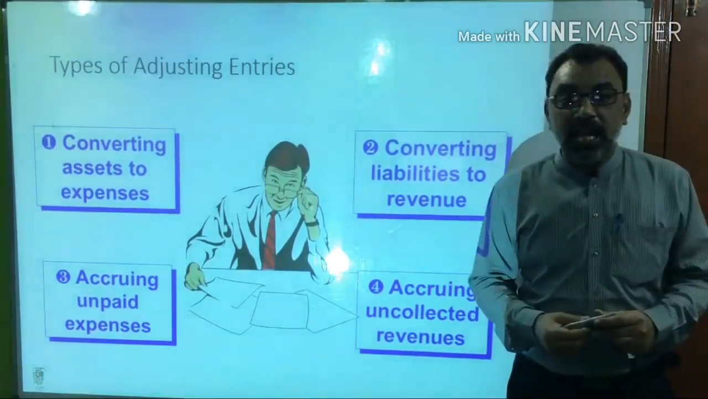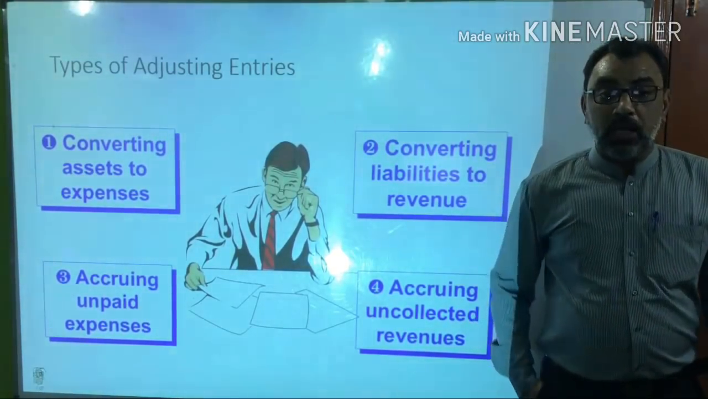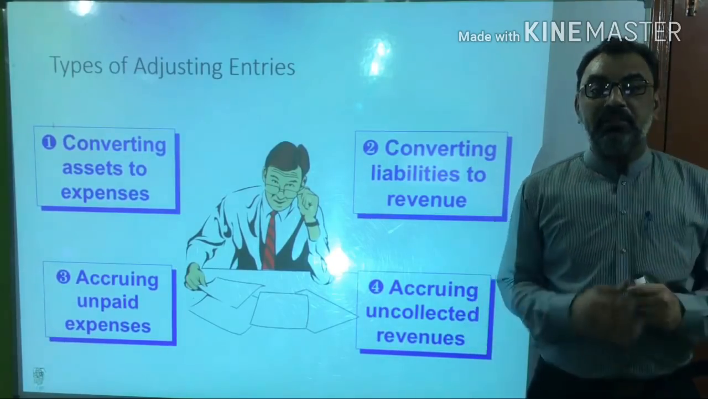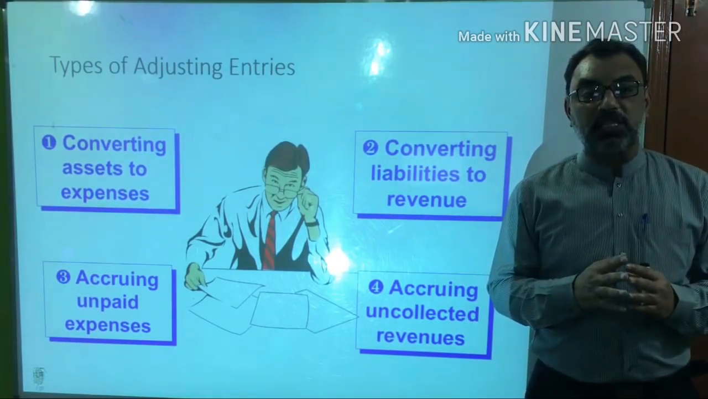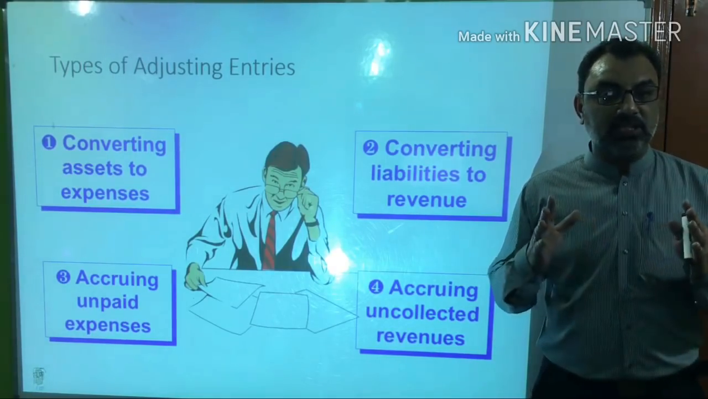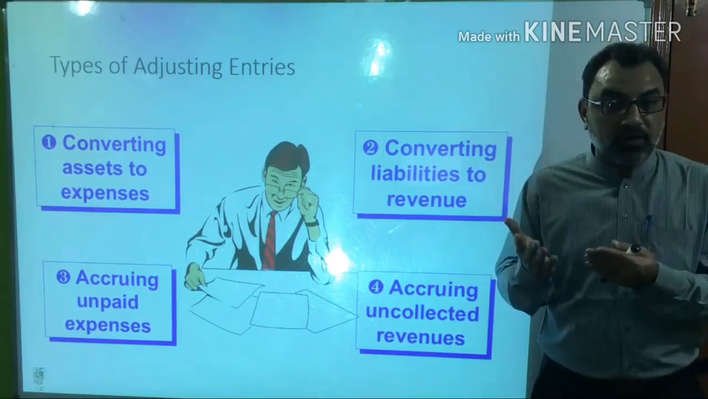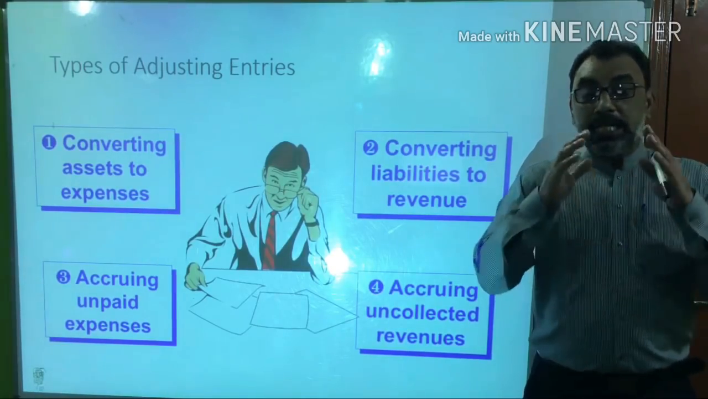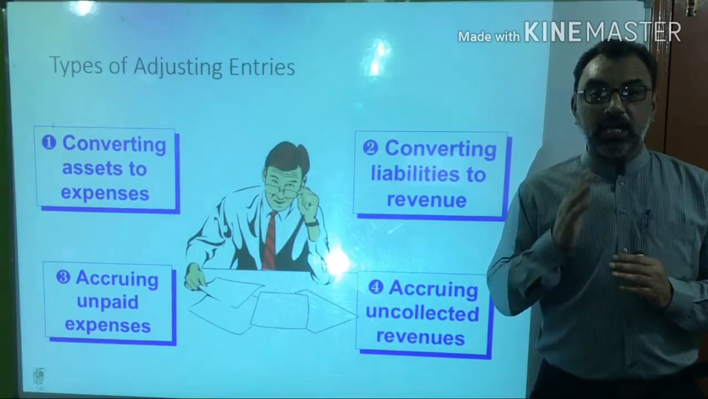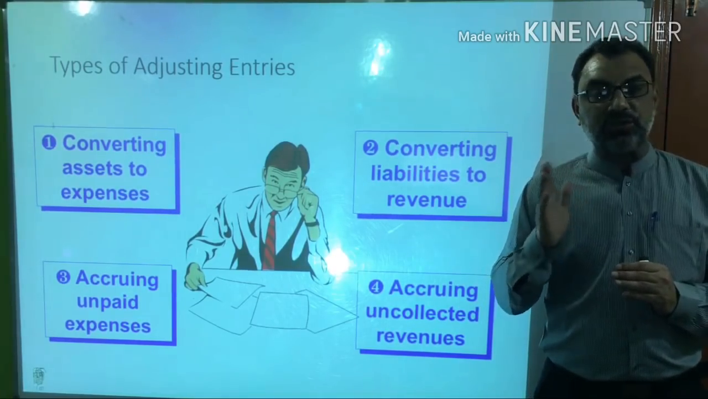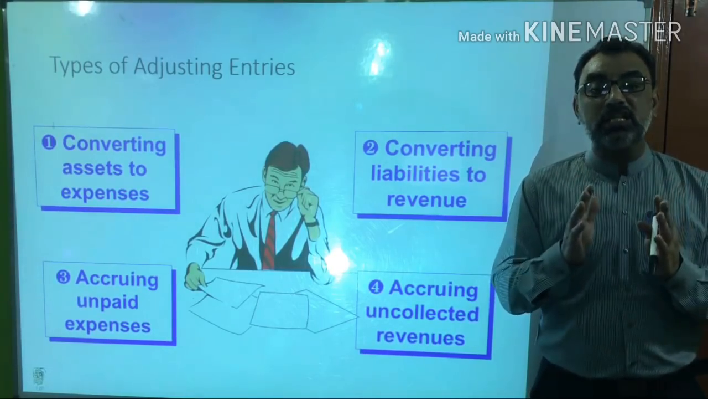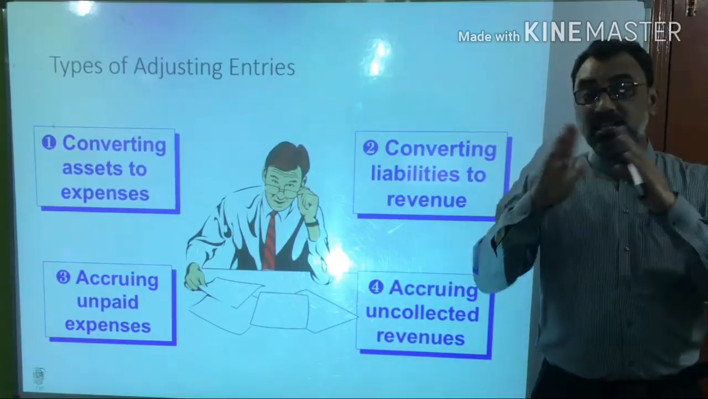So, adjusting entries and the timing difference. Now, in an accrual accounting system, there are timing differences between cash flows and the recognition of expenses or revenue. A company can pay cash in advance of incurring certain expenses or receive cash before revenue has been earned. Likewise, it can incur certain expenses before paying any cash, or it can earn revenue before any cash is received. These timing differences and the adjusting entries that result from them are summarized below.